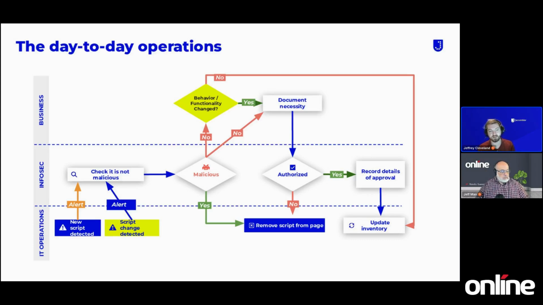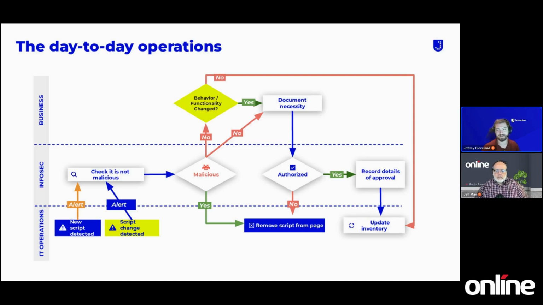You'll see in the bottom left corner is where we're starting. There are two tasks that need to be accomplished here. I've suggested IT operations, which are either detecting that a new script has come into the page or that a script has changed. Once that process occurs, we need to make sure it's not malicious. I mentioned the idea of updating the hash in SRI.